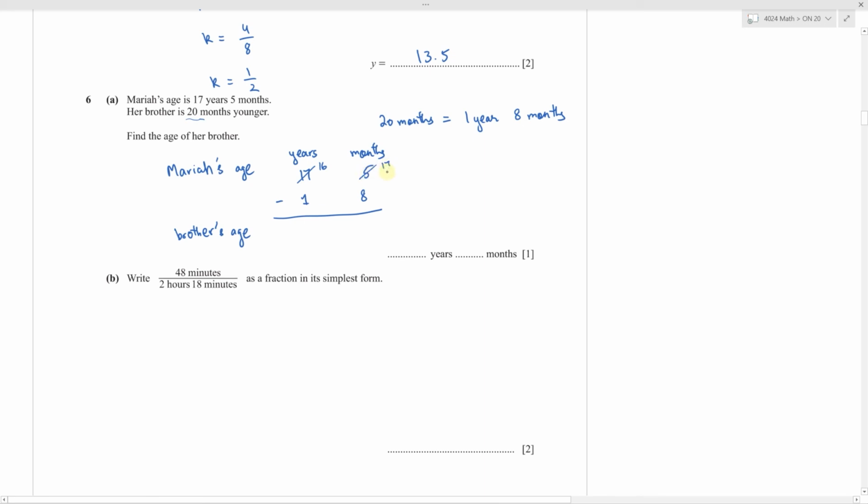This is similar to how you do time calculation when you carry hours to minutes. 1 hour is equal to 60 minutes, so you add 60 when you carry 1 hour. So similarly here, when you carry 1 year to months, you will add 12 months, since 1 year equals 12 months. So 17 minus 8 would be 9, and then 16 minus 1 will be 15. So brother's age is 15 years and 9 months.